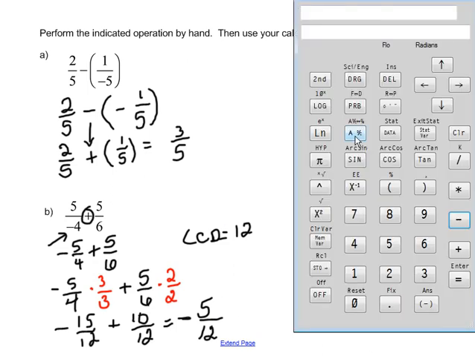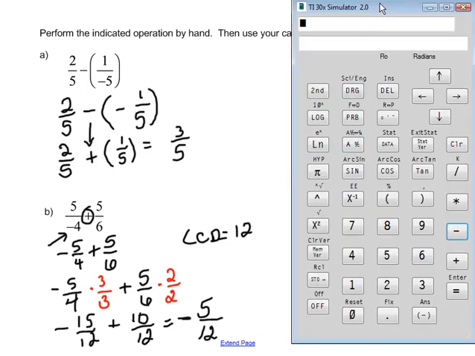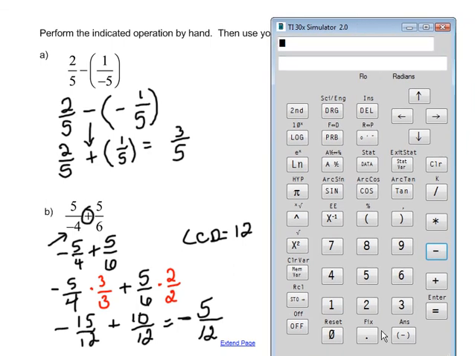We can do a quick check on our calculator here. And so let's take a look at that. So we have 2/5, 2 fraction key 5, and then we subtract, and remember it's a negative 1 fraction key 5, and there's our 3/5, and the other one, negative 5 fraction key 4 plus 5 fraction key 6, and that gives us our negative 5/12 we were looking for.